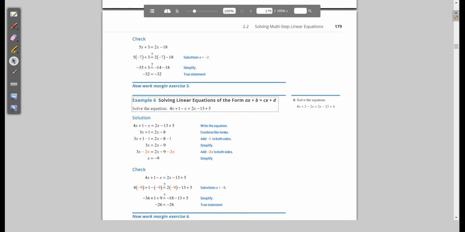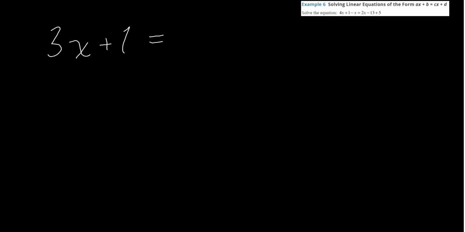Let's do it again. So let's go ahead and rewrite this. We're going to say 4x. Actually, we can combine like terms already. If I read this out, it's 4x plus 1 minus x. Well, I can combine the 4x minus x, so I'll have a 3x and then plus 1. That's equal to, on the right side, a 2x, and then I have a minus 13 and a positive 5, so it's going to be a negative 8.